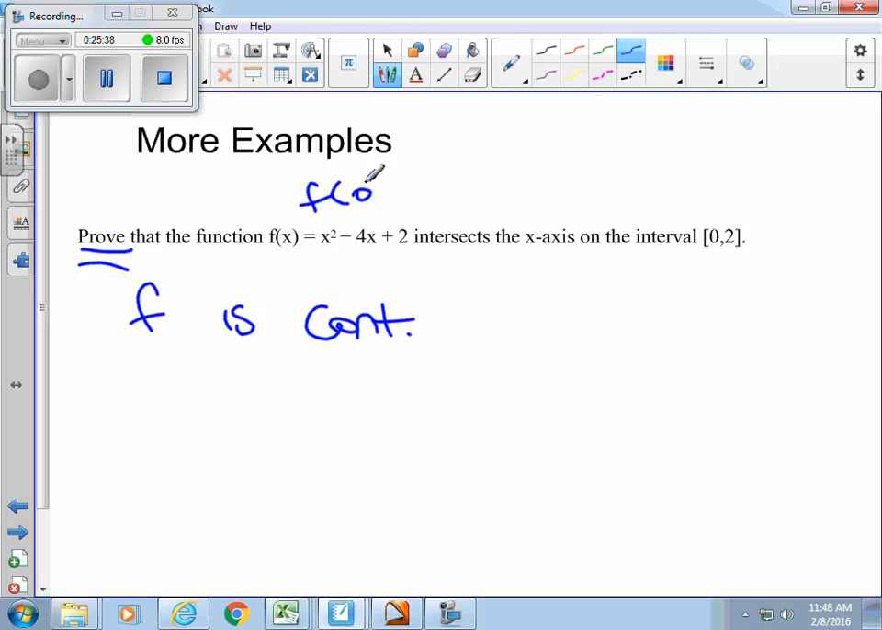I'm going to need f of 0, right? What is f of 0? 2. What is f of 2? 4 minus 8 plus 2, which is negative 2.